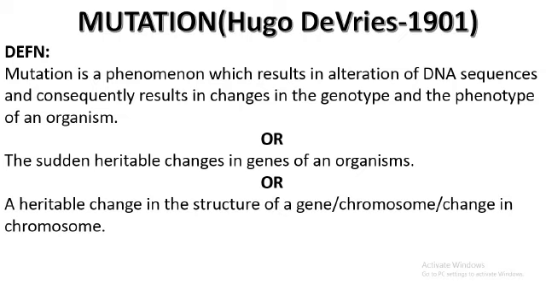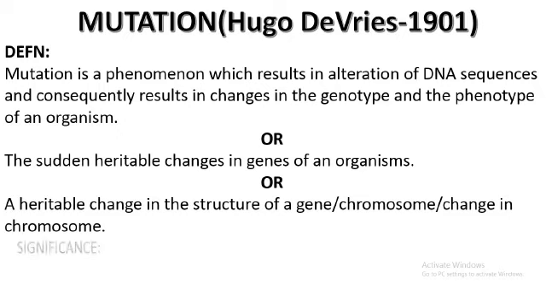And a very important thing is, this change in gene should be heritable. What is heritable? Transfer of character from one generation to another. Whatever change has occurred in the gene, that should be transferred to the next generation. Such a phenomenon is called mutation.